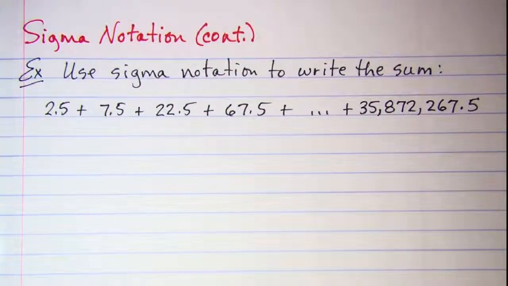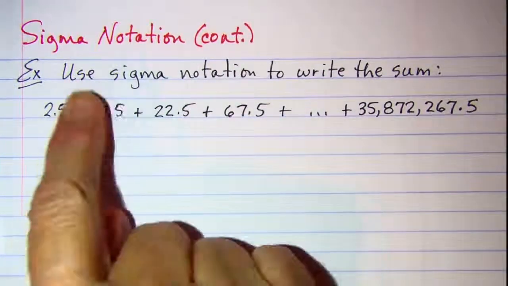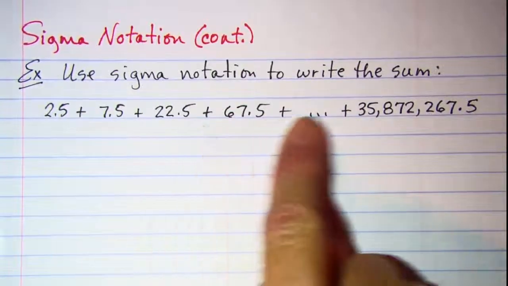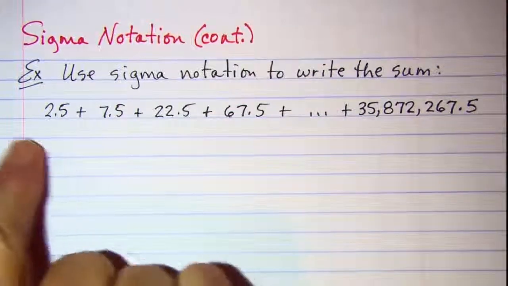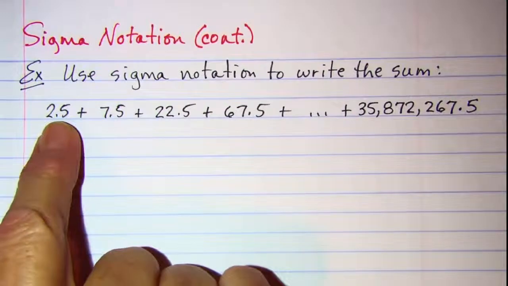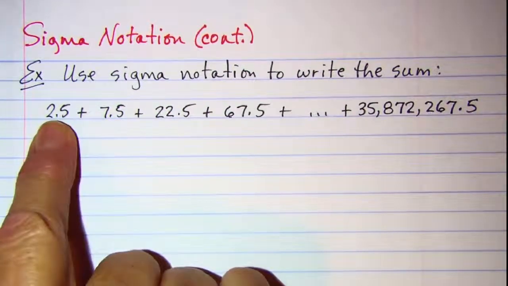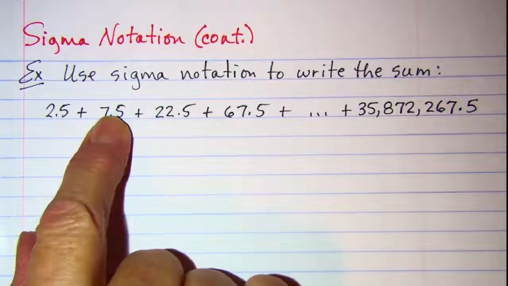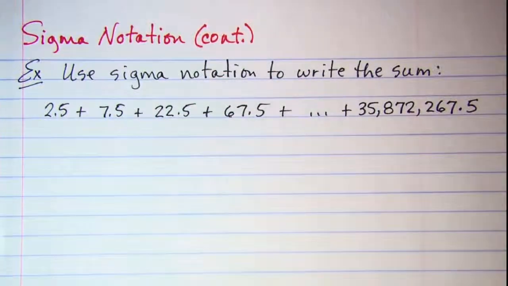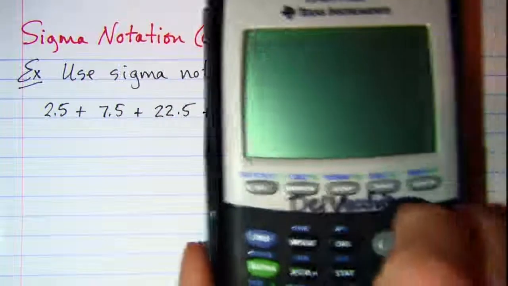In this example, we'll continue to use sigma notation. Our example asks us to use sigma notation to write this sum. Now you'll notice that to get from our first term to our second term, it looks like we're multiplying by 3, and then possibly multiplying by 3 again, and so forth. So let's see if that is indeed what we're doing.